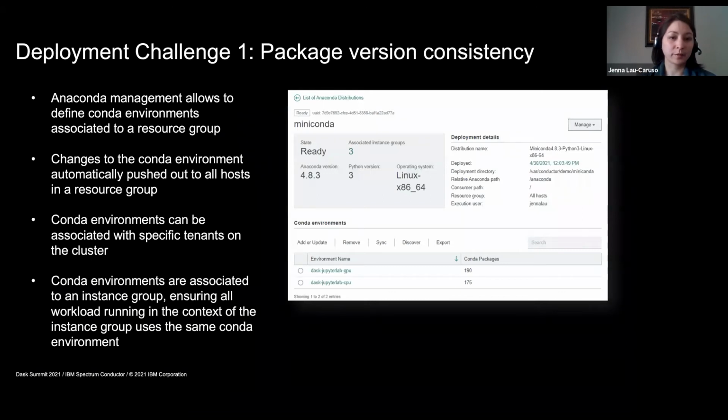Finally, we'll go through the deployment challenges. The first one being package version consistency. Anybody who's troubleshot a large Conda environment can tell you that if the Conda packages are incompatible or get out of sync, they can create a whole array of different problems, and they can be very difficult to debug. If you add to that a very large grid where maybe packages are only out of sync on one host, the problem becomes even more complicated.